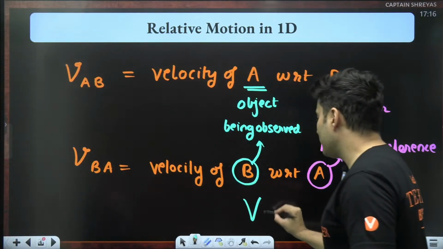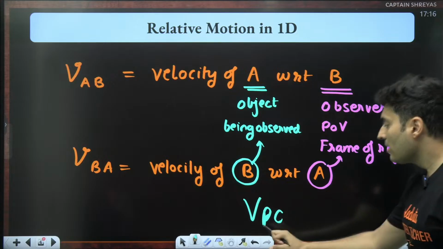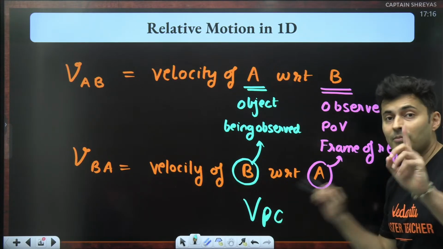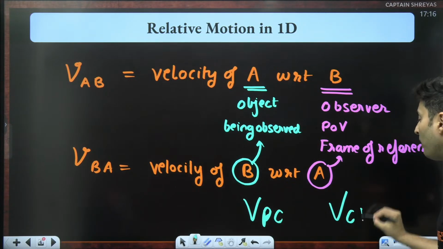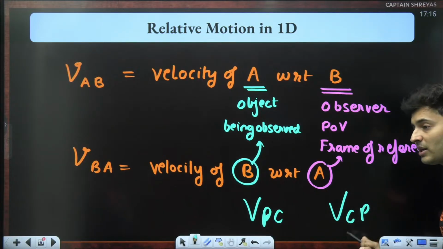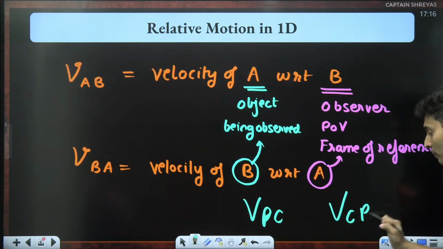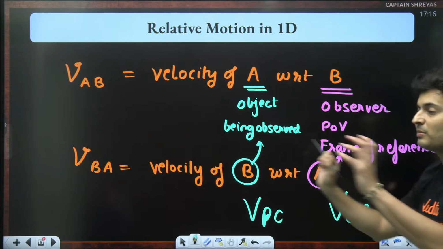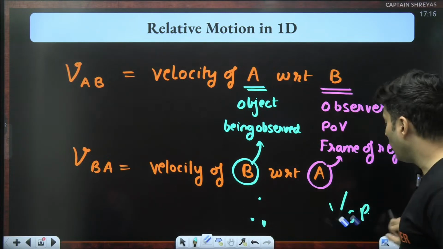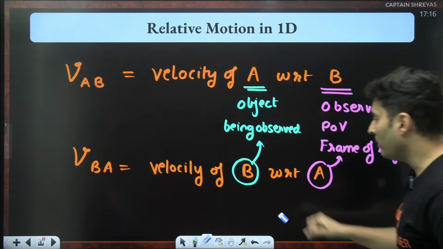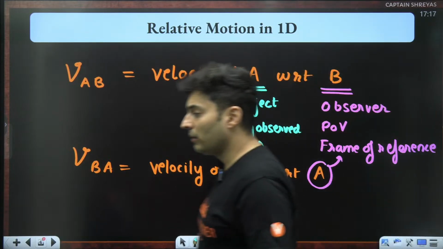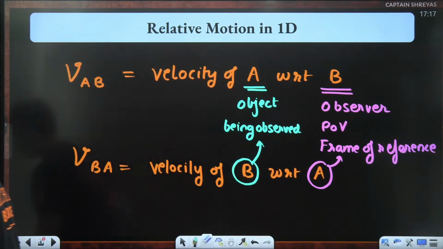If I say VPC, velocity of Pandu with respect to Champa, VPC means Champa is seeing Pandu. If I say VCP, then it means velocity of Champa with respect to Pandu. So Pandu is the observer, Champa is being observed. Is this nomenclature clear? Then I will show you the rule of thumb.